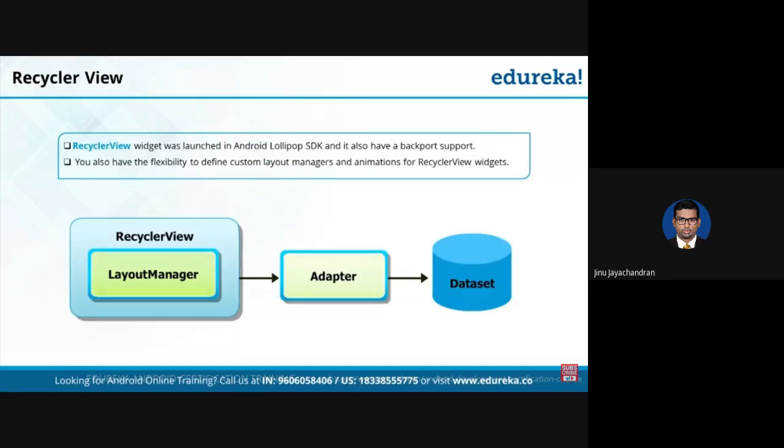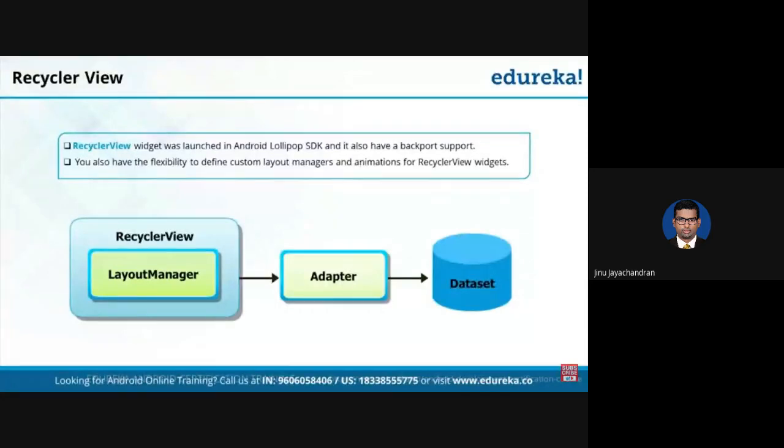Let's take one example. If you're going to search on Amazon, there they will give you one view switching option. Either you want to see all the items in the grid arrangement or in the list arrangement. That's where the recycler view is going to help us. Other than that, it's very much optimized on the memory level, right? So that's your recycler.